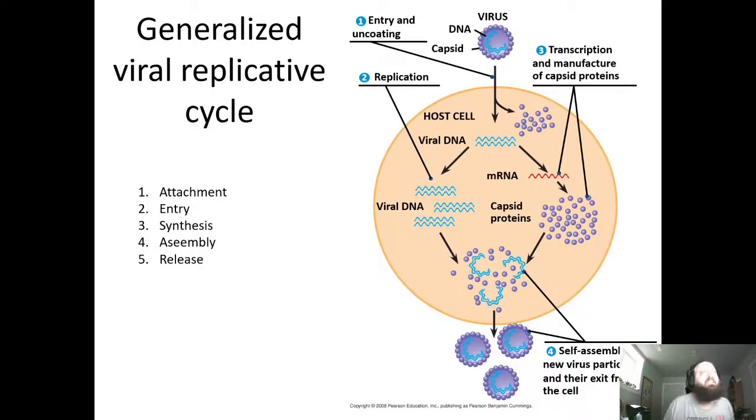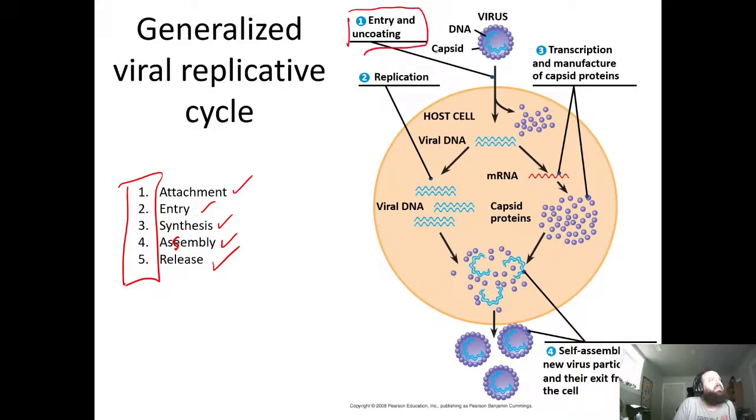A typical virus has a pretty predictable lifestyle that I'm going to break up into 5 steps, one of which is spelled wrong. So this is the life cycle, and in brief, the stages are attachment, entry, synthesis, assembly, and release. So in attachment, the virus, which is right here, needs to attach to some sort of protein or structure on the surface of the host cell.